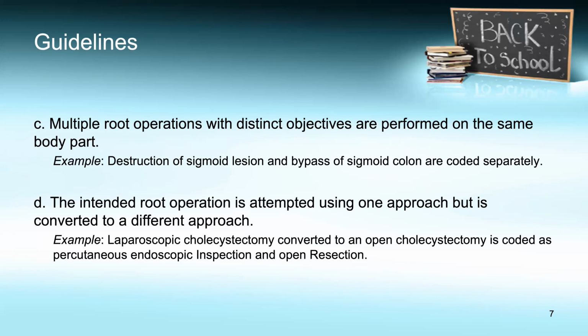So they think they're going to be able to achieve it laparoscopically, which is less invasive than open. But for whatever reason, they have to go ahead and convert it to an open procedure. So they gave the example, laparoscopic cholecystectomy converted to an open cholecystectomy is coded as a percutaneous endoscopic inspection. That covers that laparoscopic cholecystectomy part. It's because they don't get to the cholecystectomy piece yet.